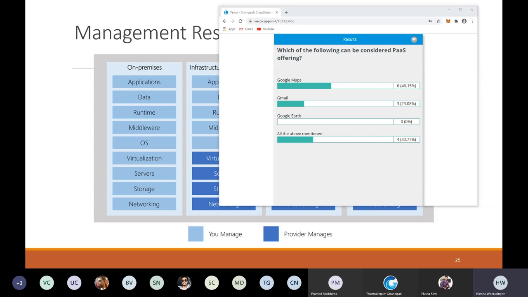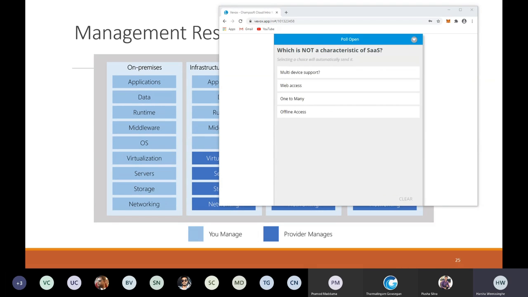So for people who developed with these things, Google Maps is the platform as a service. If you take the example of the PickMe and Uber apps, they developed on top of the Google Maps platform. That's why we are selecting it as a PaaS offering. Gmail is just a service, a software as a service thing. It's not all of the above. Google Earth is also software as a service. So Google Maps is a platform.